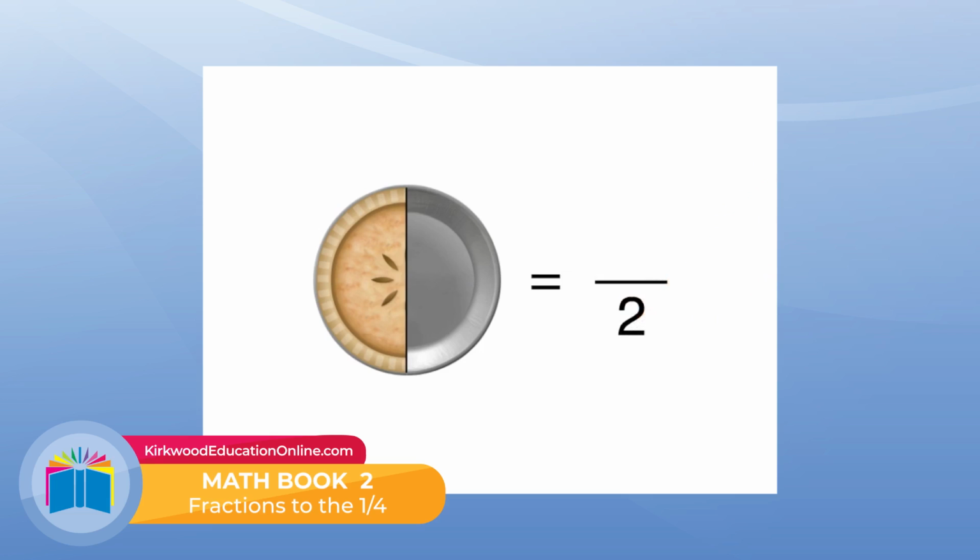Now how many pieces of pie are left? 1. So 1 is a numerator and is written above the line, just like I'm doing. So 1/2 of the pie is left. 1/2, and that's a fraction.